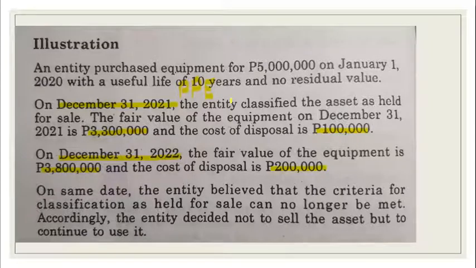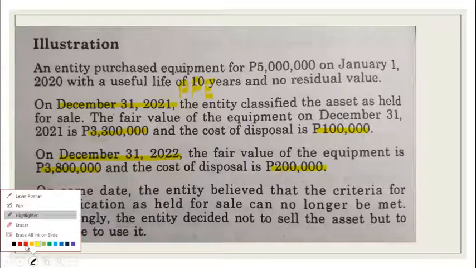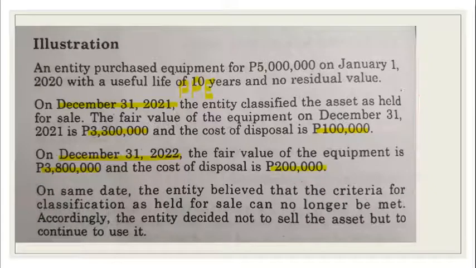Whichever is lower. So, what is the carrying amount of your equipment as of December 31, 2021? Of course, that is your 5 million less your accumulated depreciation of 1 million, since it is 2 years. So meaning, its carrying amount as of December 31 is 4 million.